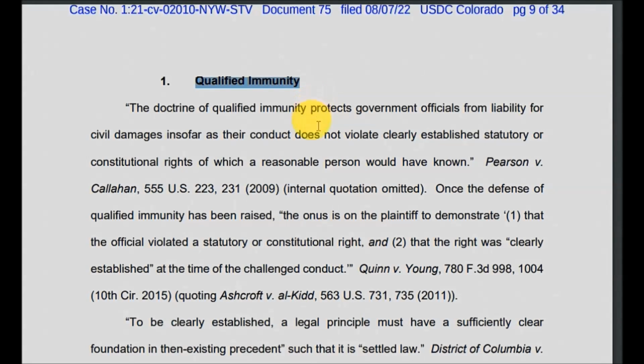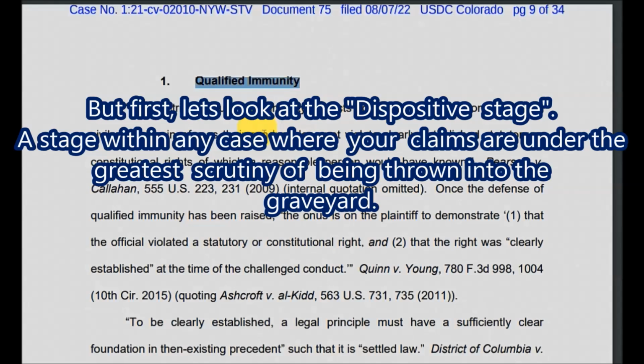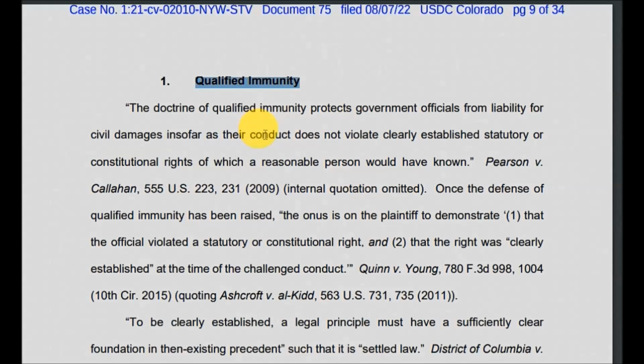Now let's go into the deeper details of how they use qualified immunity to bar discovery. Let me show you something. A little tool, a little secret, a little powerful tool in the toolbox of attorneys that they use against people.